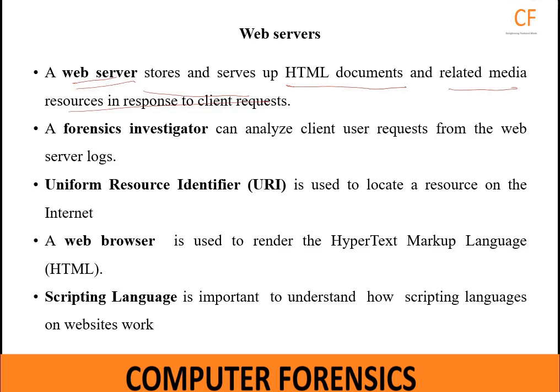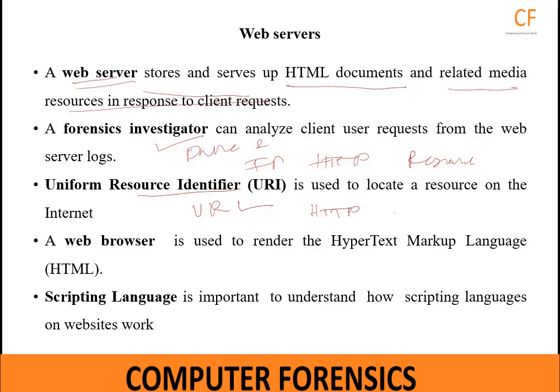The forensics investigator can analyze client user requests from the web server logs. When reading the log files on a web server, the following information can be obtained: date and time, source IP address, HTTP status code, resource requested. A uniform resource identifier, URI, is used to locate a resource on the internet. The most common type is a uniform resource locator, URL, which consists of the following. First one is the transmission protocol, generally hypertext transfer protocol, HTTP.